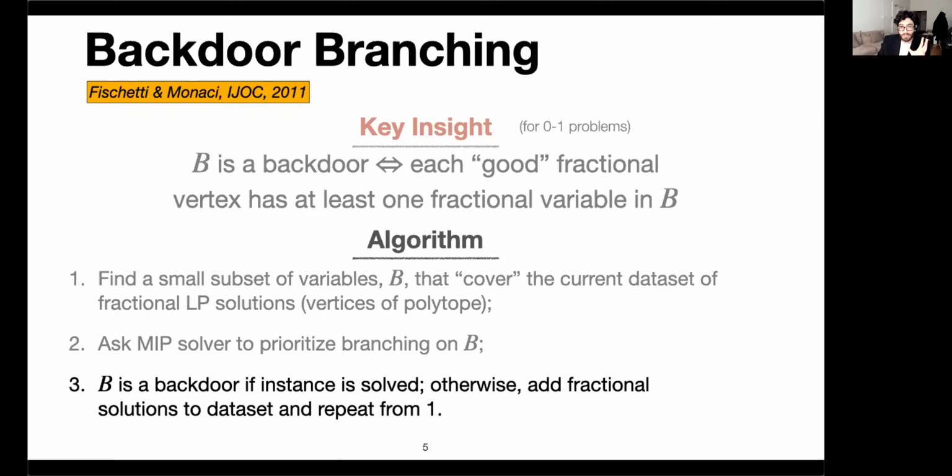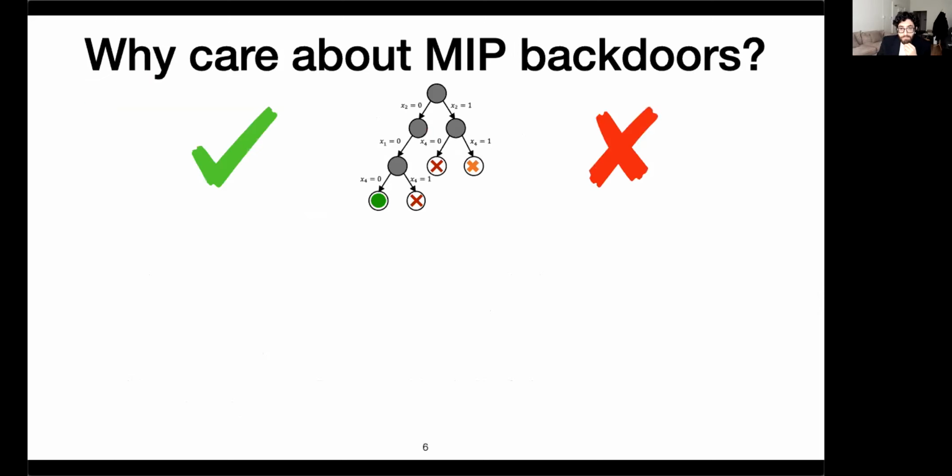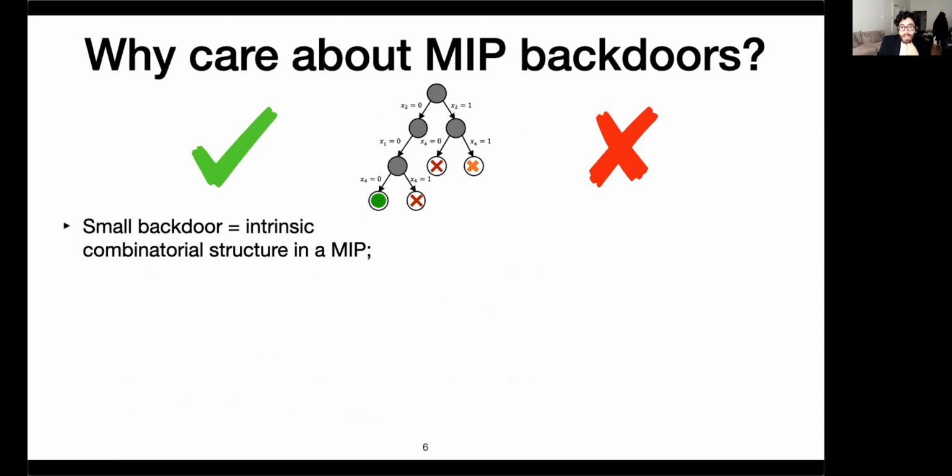Okay, so this is nice. It works. It's a very clean correspondence for the binary case. Okay, and why do we care about backdoors? There can be many reasons. The one I'm most interested in is from an empirical perspective.